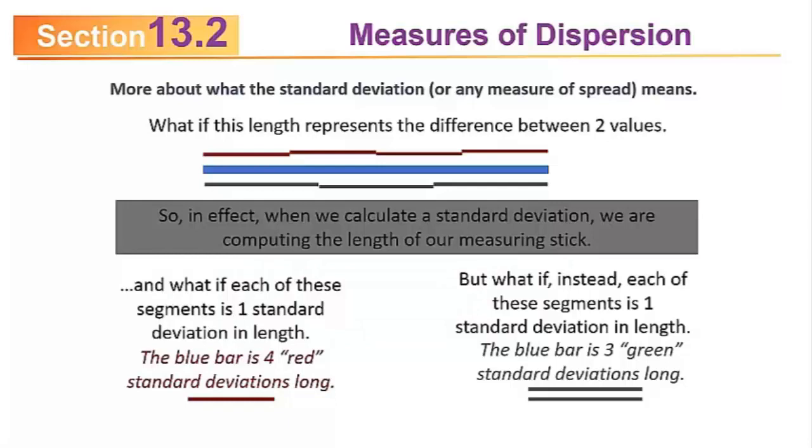So in effect, when we calculate a standard deviation, we're computing the length of our measuring stick. If the standard deviation is really small, it'll take several standard deviations to span a certain distance. If the standard deviation is larger, it takes fewer of them.